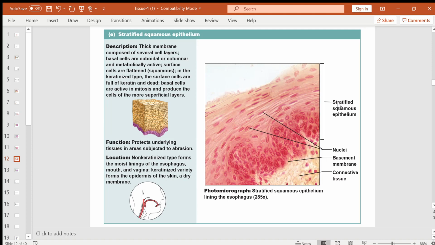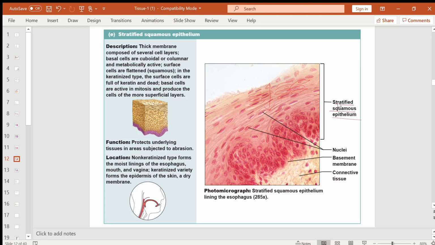Now we'll talk about the stratified. That means multiple layers. Here you see in this part you have many layers of flat cells like this. Many layers of flat cells. In many of these cells you don't see the boundary or cell membrane clearly. However, you can see the nuclei very clearly. So the cells are like this. Okay, so many layers of flat cells. That's why stratified squamous epithelium.